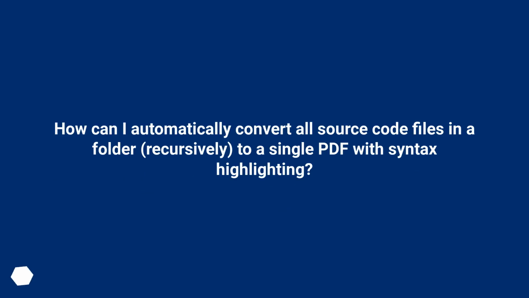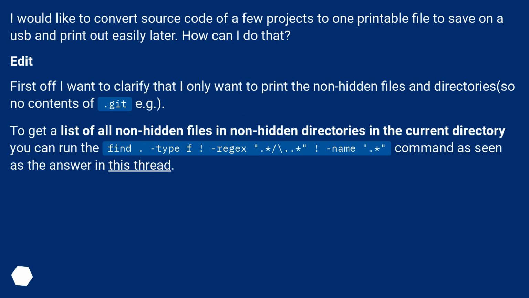How can I automatically convert all source code files in a folder, recursively, to a single PDF with syntax highlighting? I would like to convert source code of a few projects to one printable file to save on a USB and print out easily later. How can I do that?